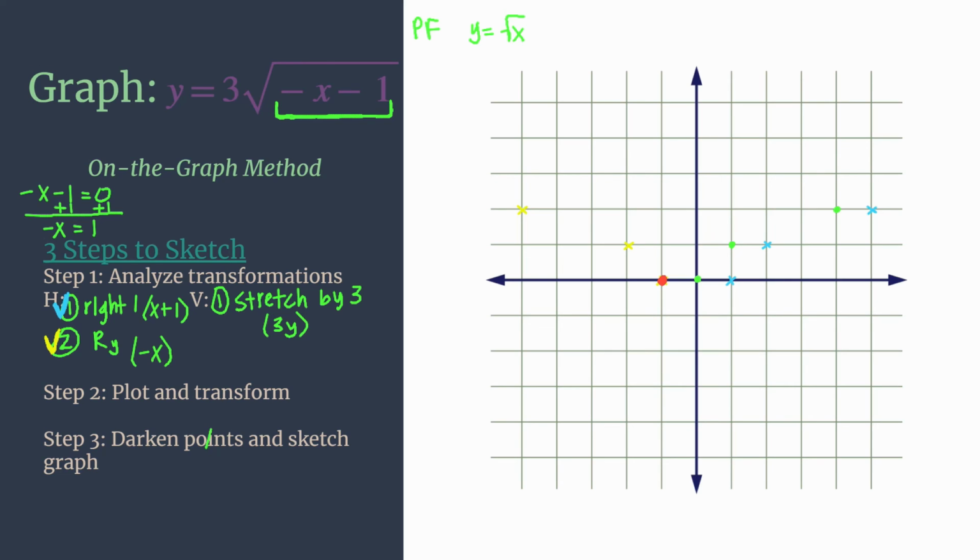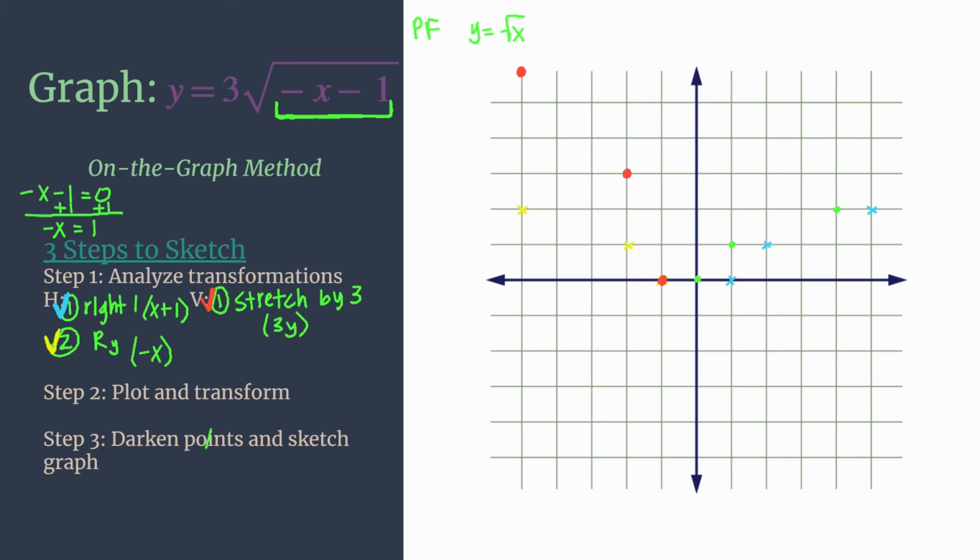Okay, our second point, that's at (-2, 1). The y-coordinate's 1, multiply it by 3. Okay, so we get up here. And our final point at (-5, 2). Well, 2 times 3 is 6. Okay, notice the x-coordinates stayed the same the whole time we applied this transformation. Okay, so that is done. Now we can darken the points if we have not already and sketch the graph.